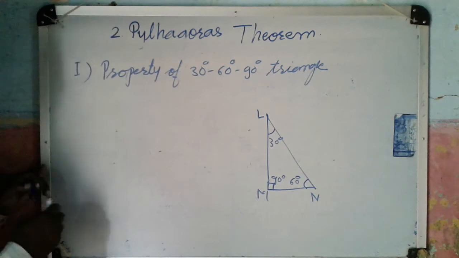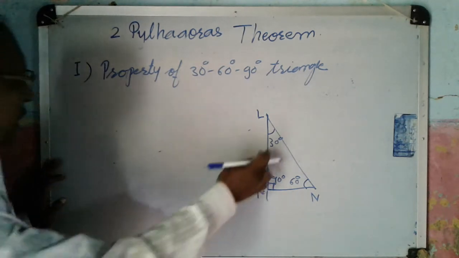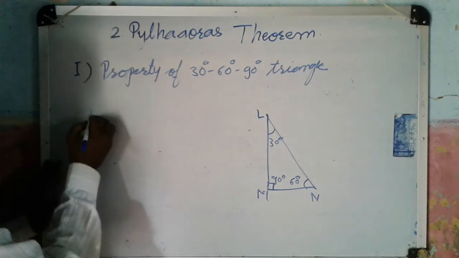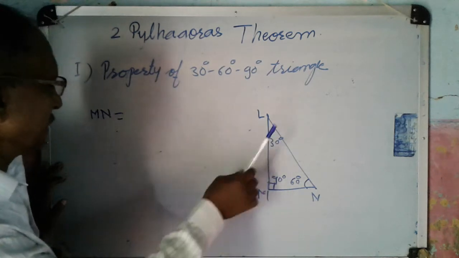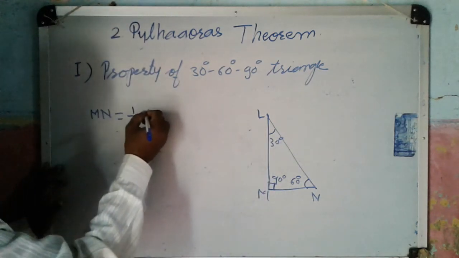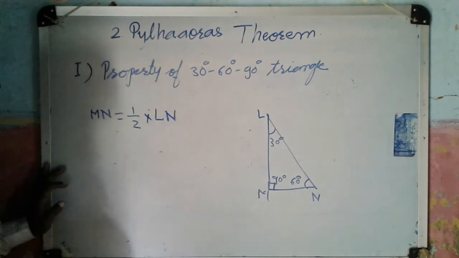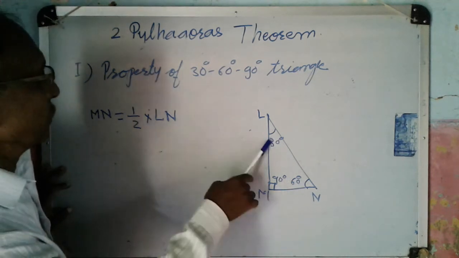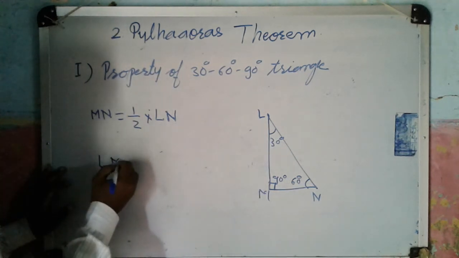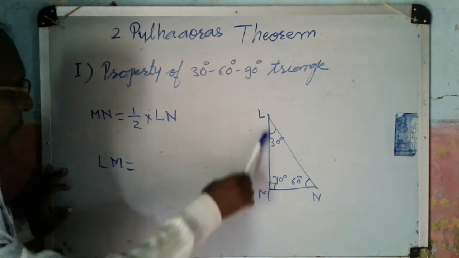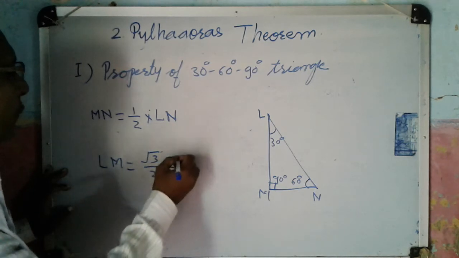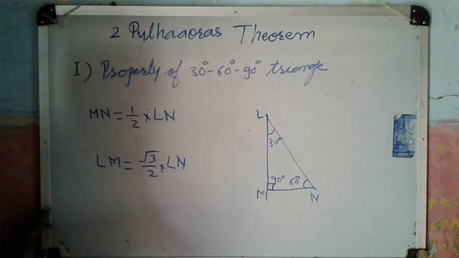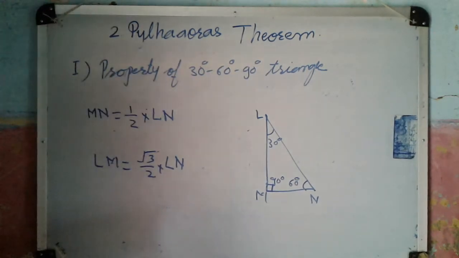According to this property, the side opposite to 30 degree is half of the hypotenuse. This is the first property. And the second is, the side opposite to 60 degree is root 3 upon 2 times the hypotenuse. These are the two properties we have studied in the last year.